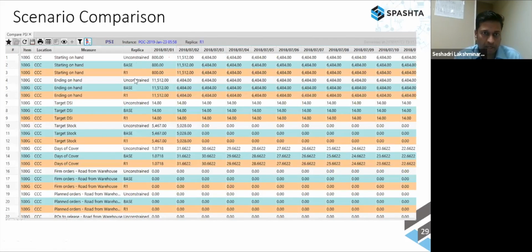It's their own scenario. At least R1 could be their own scenario. These could be pre-built scenarios. And the planner is basically seeing all this in one shot in the same place. This is a very simple and extremely useful utility for planners where they can create scenarios that they want. They can make the changes, run it, and at the end of it, look at it as well in one place.